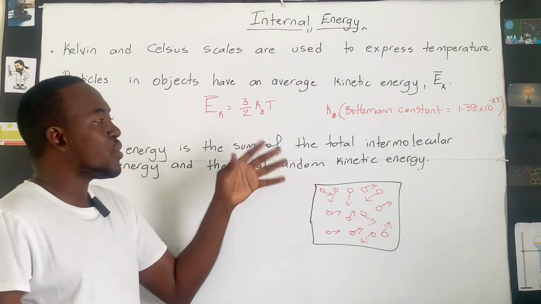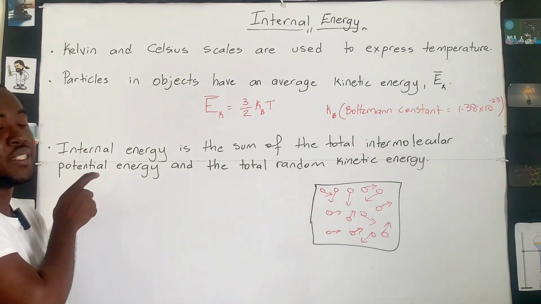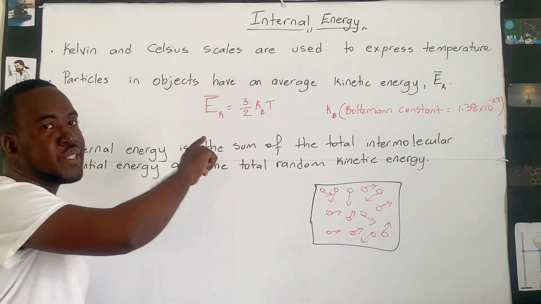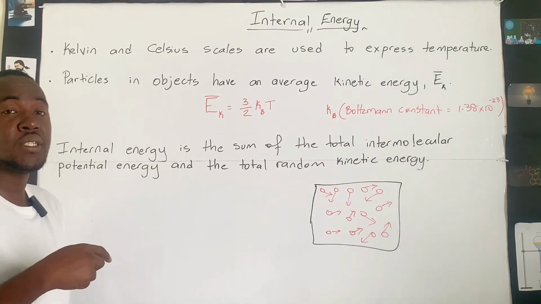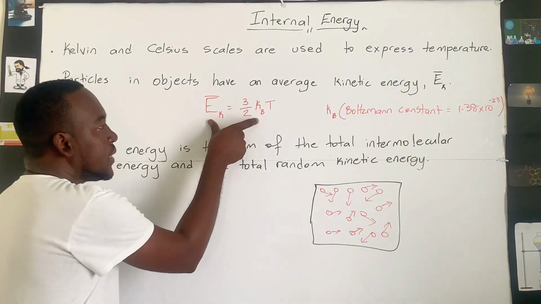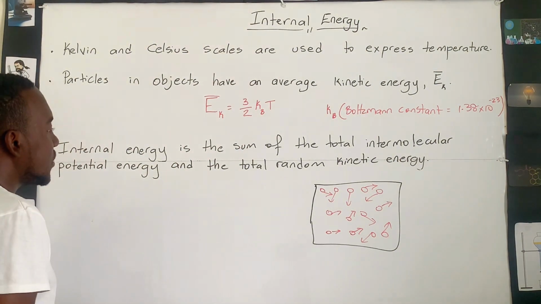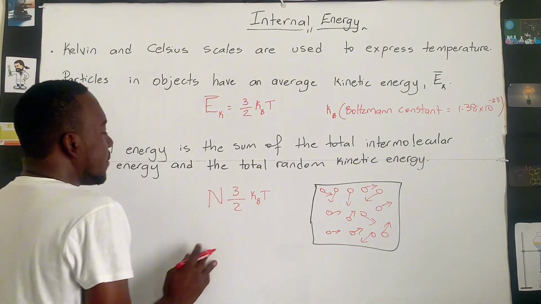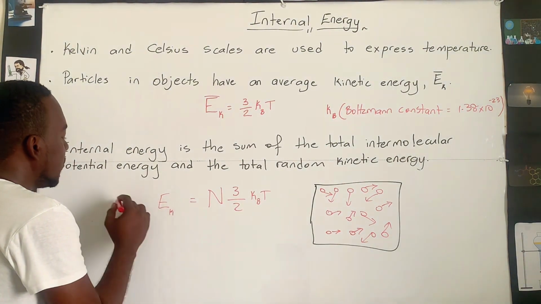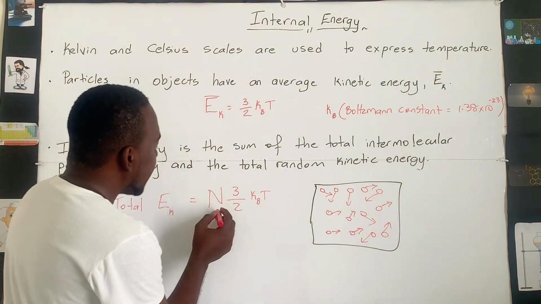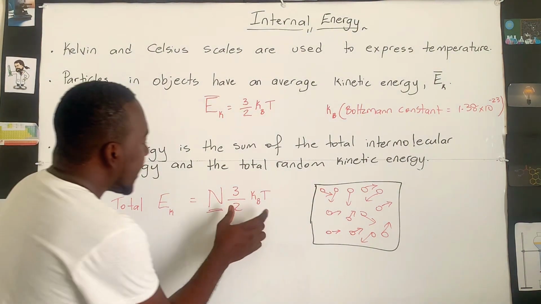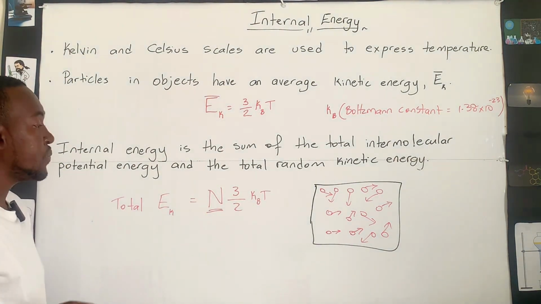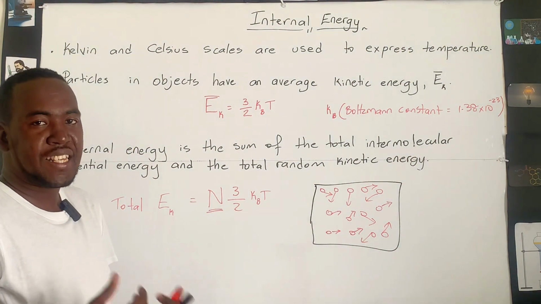Internal energy is the sum of the total molecular potential energy and the total random kinetic energy. So remember, this was for the average kinetic energy. If we want to find the total internal energy, then we will have to find the total kinetic energy, which would be, in essence, just multiplying by how many particles this object has, which we will denote by a capital N. So this will give us the total EK. So we're multiplying by how many particles there are to go beyond the average, and that gives us the total kinetic energy. Add that to the total intermolecular potential energy, and we get the total internal energy.